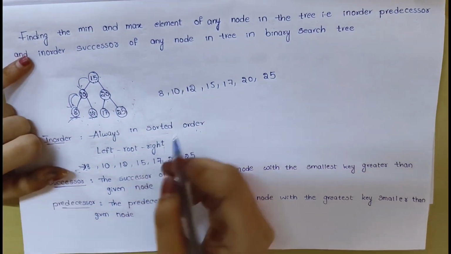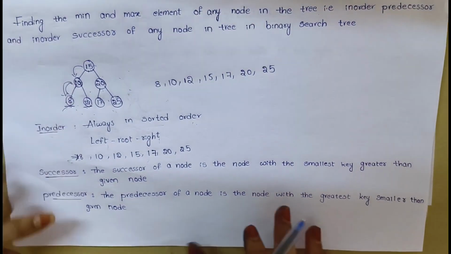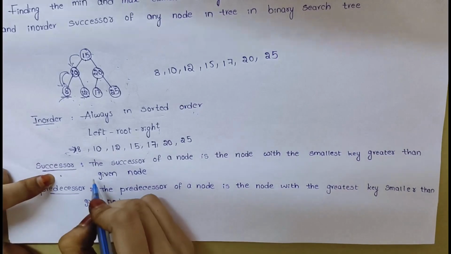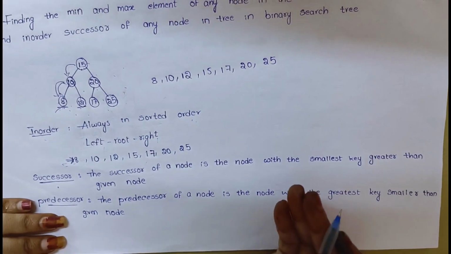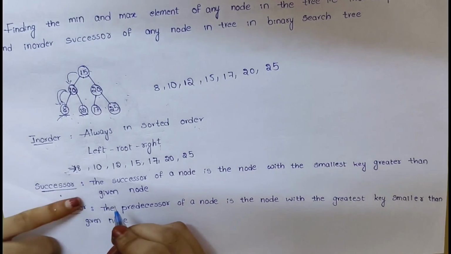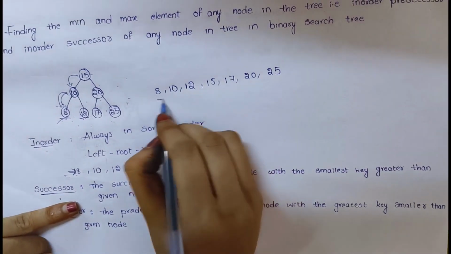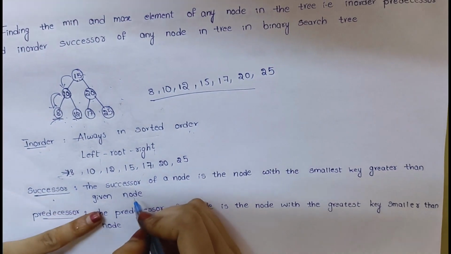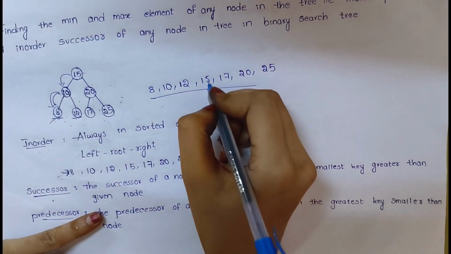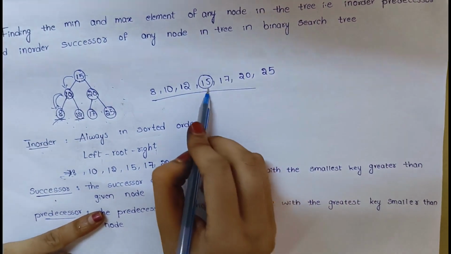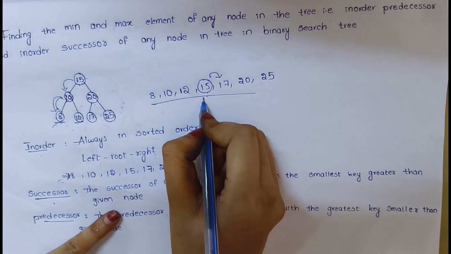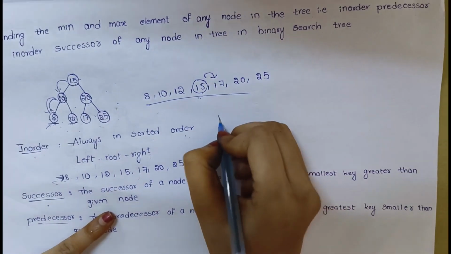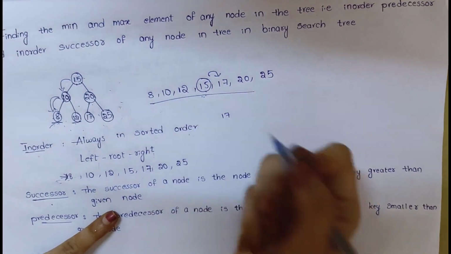Now we are going to discuss inorder predecessor and inorder successor. Successor: the successor of a node is the node with the smallest key greater than the given node. Means if we have an inorder, for example if you want to find the successor of 15, the successor will be the next element of the node we have to find. 17 will be the successor of 15.